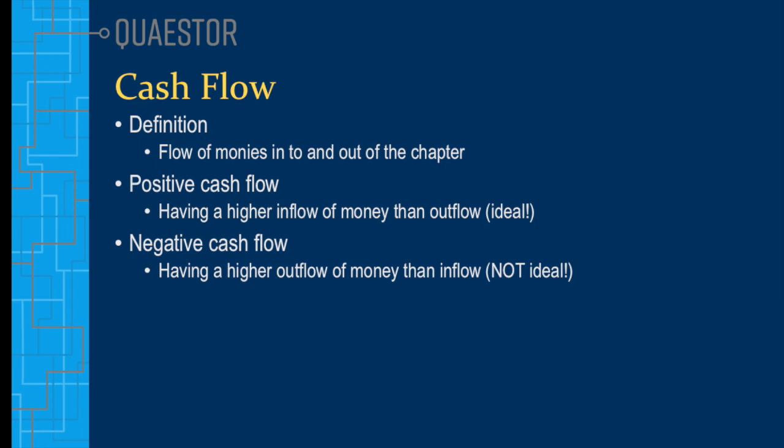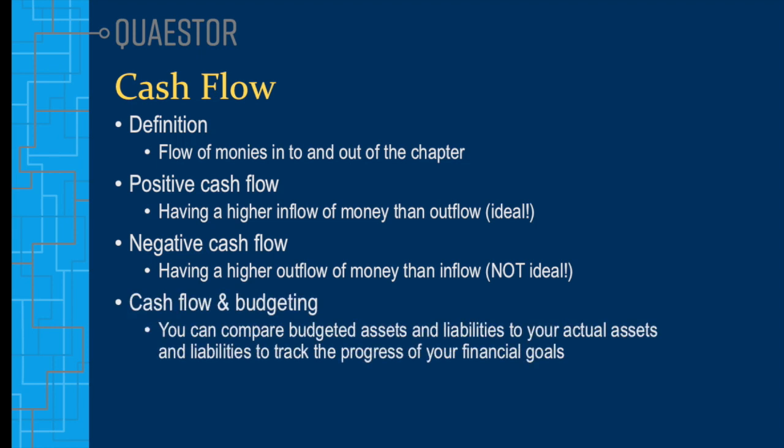If you were unable to collect enough assets to pay monies you owe, this would be a negative cash flow. You can use your budget to help forecast this relationship and plan for positive cash flow. You can compare your budget amounts to actual amounts to ensure you collect what you need, when you need it, and pay what you owe when it is due.